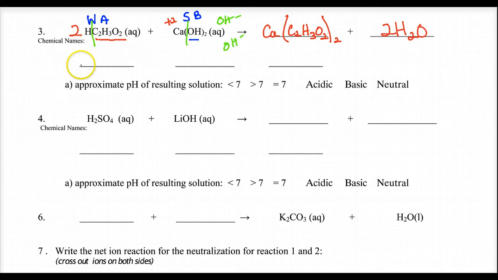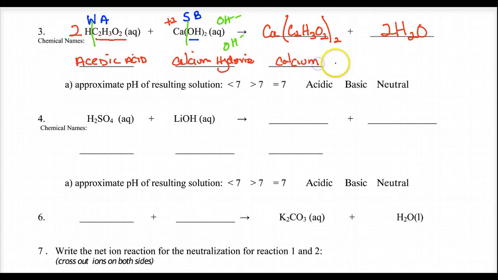And now I'm balanced. Okay, and an acid plus a base. This is acetic acid, or you can say hydrogen acetate. And this is calcium hydroxide. And this is calcium acetate. Of course, this is water. And bottom line is acid plus base makes salt and water, double replacement. We have to watch our balancing.